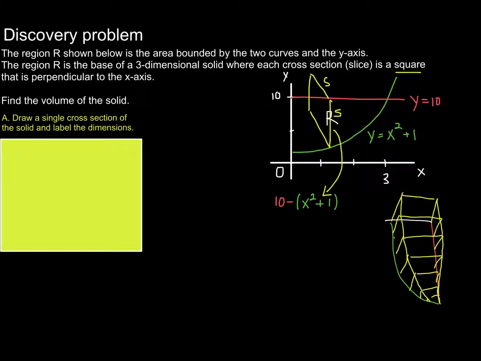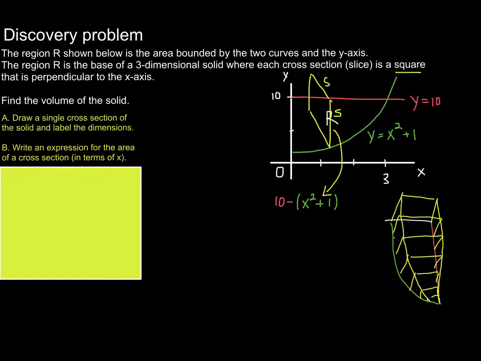Alright, so now that we have the dimensions of our square, write an expression for the area of this square cross-section. It should be in terms of x. Okay, this is quite simple. We're dealing with a square here, and we know the area of a square is simply the side length squared. And since we have an expression for the side length of our cross-section, we know that the area of these cross-sections is just going to be that side length squared. So now we know the area of any cross-section.